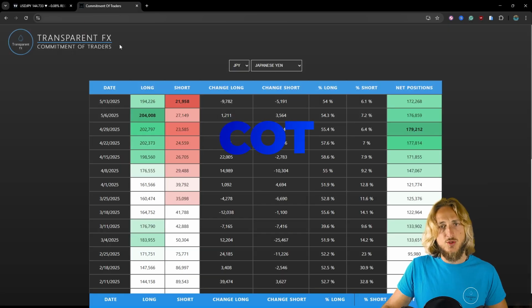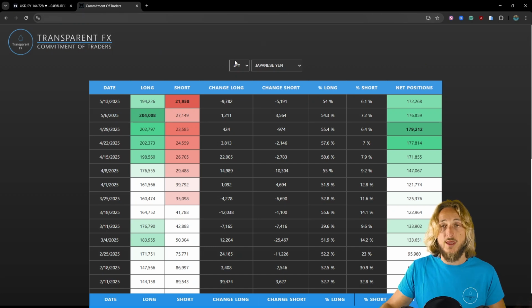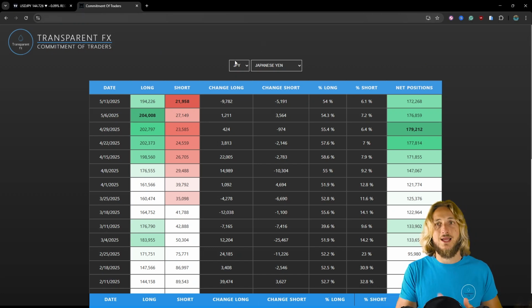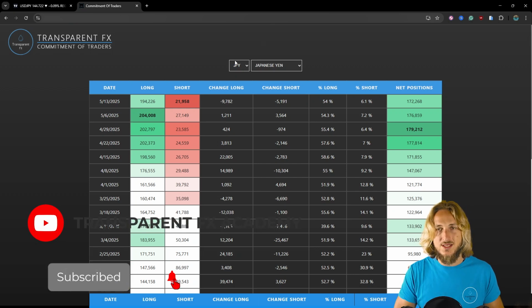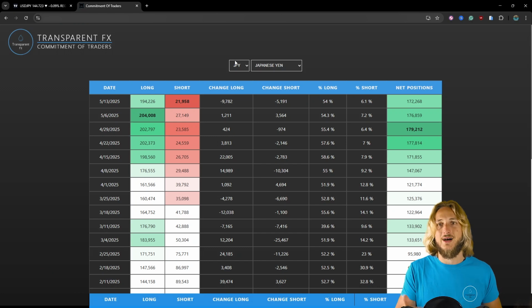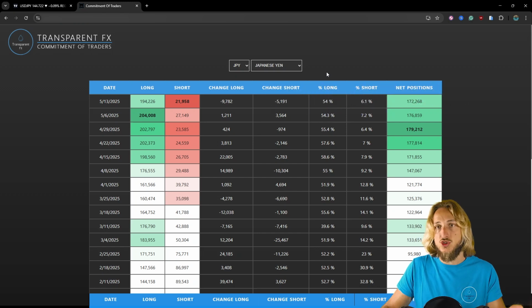Now, if we go and see what we have when it comes to the commitment of traders, so what the big players in the market are doing, and we look at the data for the JPY, the first thing that we have to keep in mind is that if we are looking at the JPY, we are actually already looking at USDJPY. More importantly, JPY USD, because all currencies, as I said, are always traded on the spot against the USD. So if institutions are longing the JPY USD, they are shorting USD JPY.